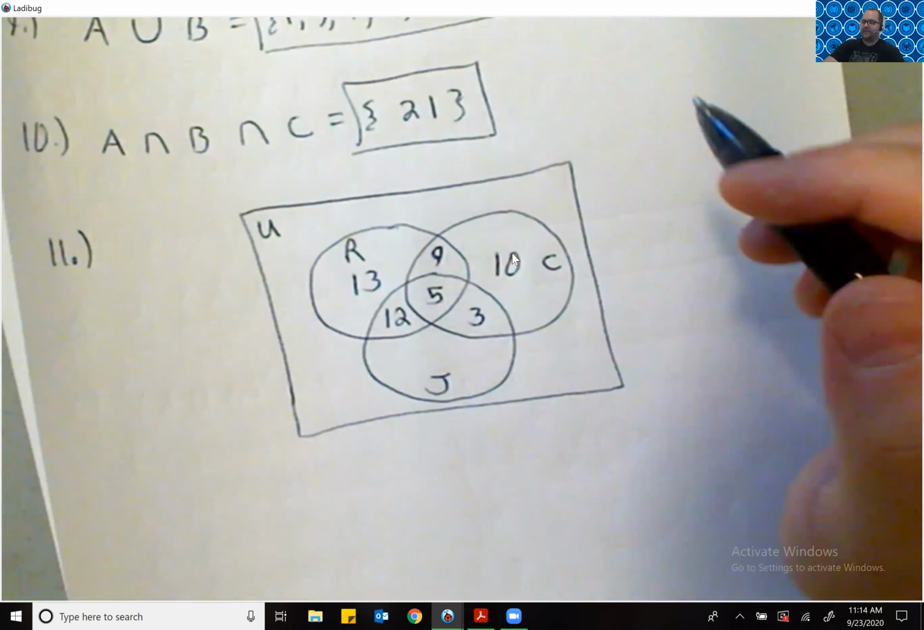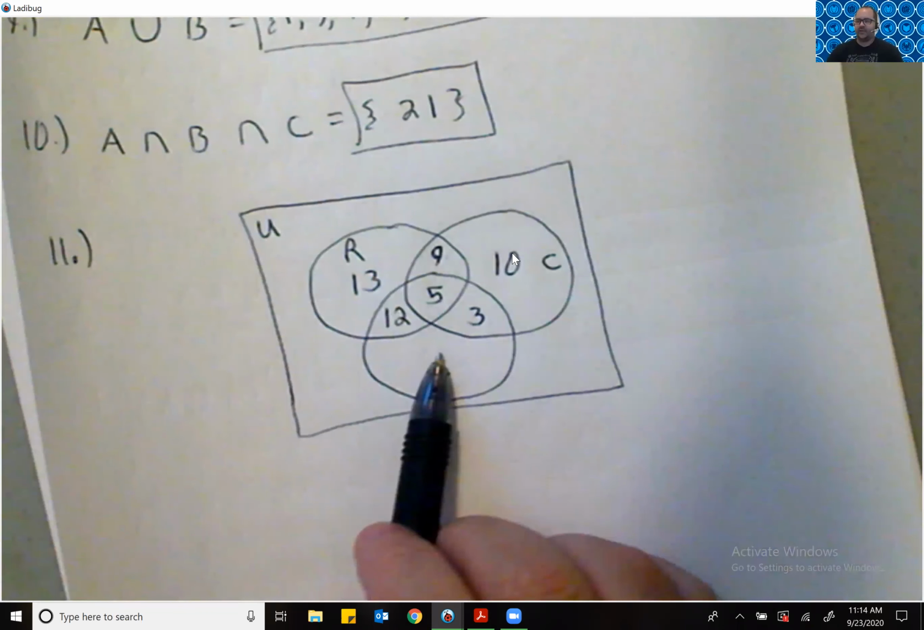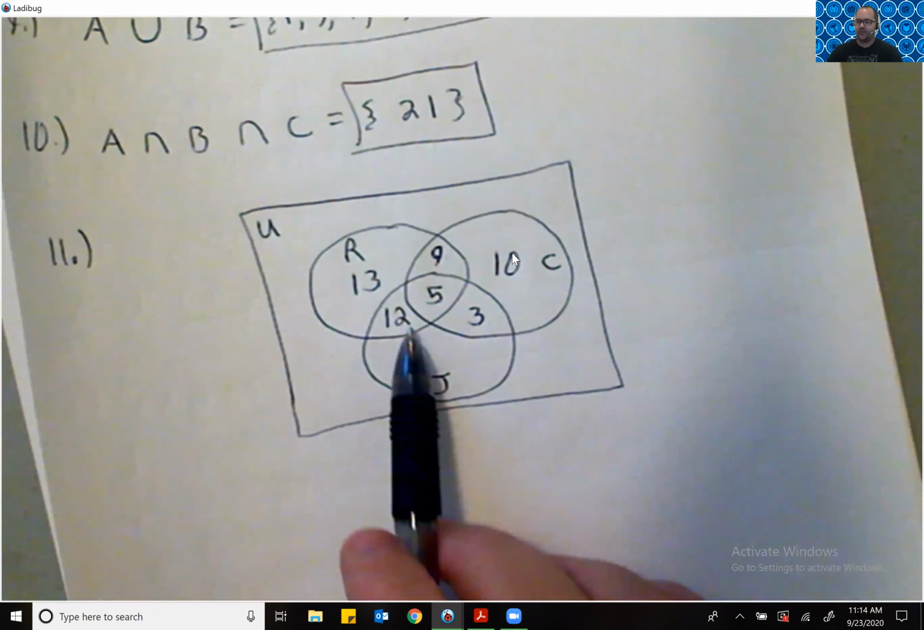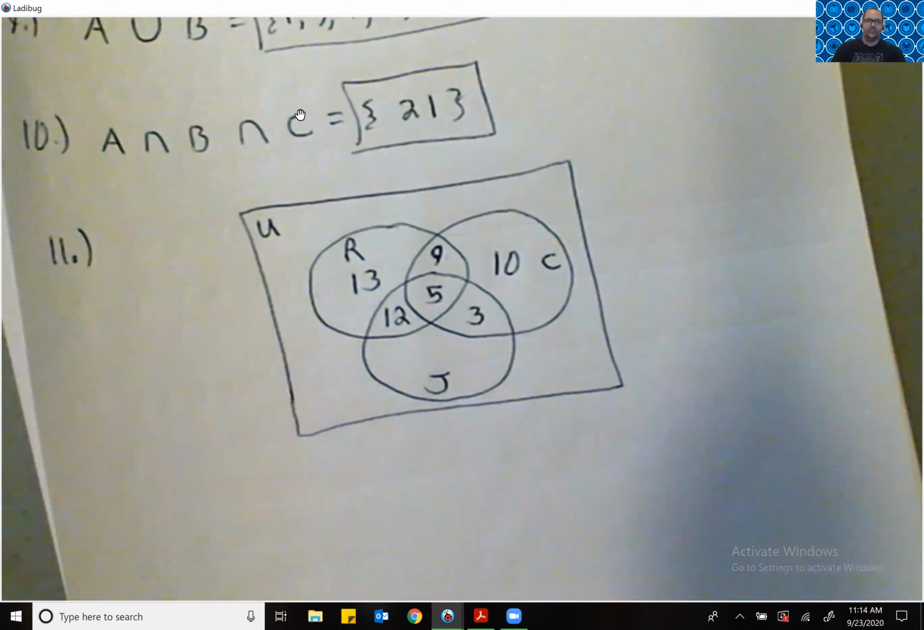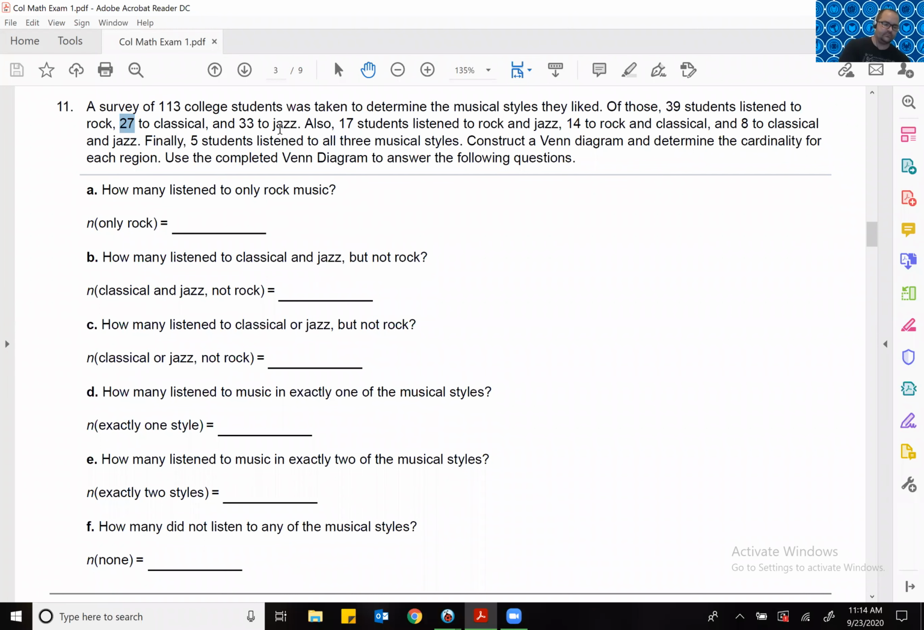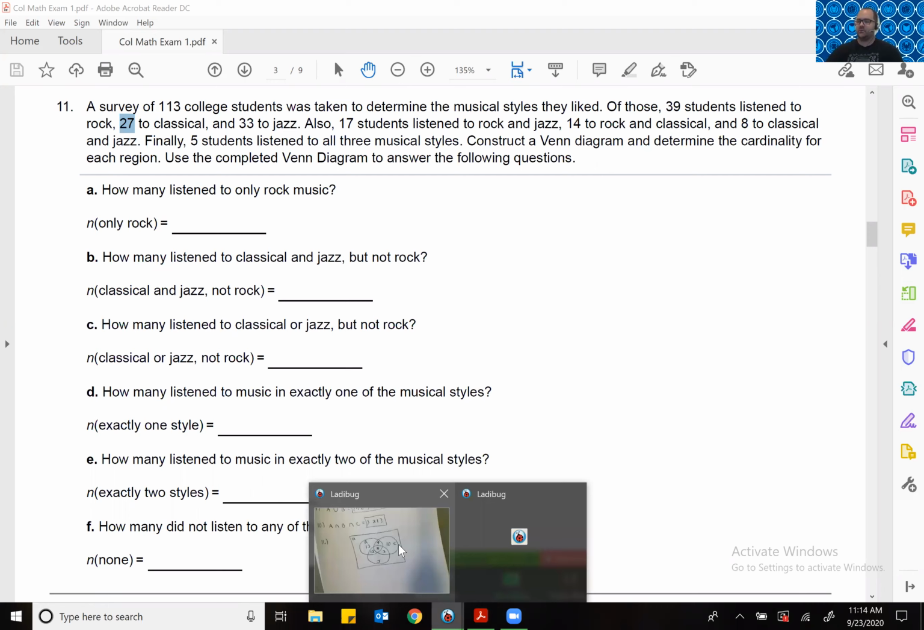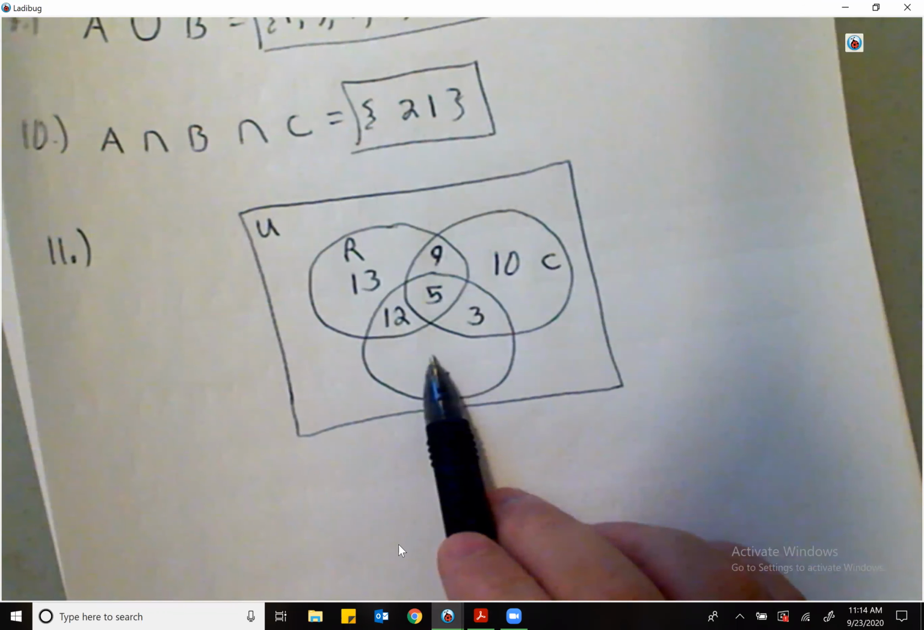And now we're going to look at the jazz. We're going to see how many listen to jazz, and we're going to subtract the 12, the 5, and the 3 from it. So out here, it says 33 listen to jazz. So how many are right in here? Is that 13? It is 13 again.